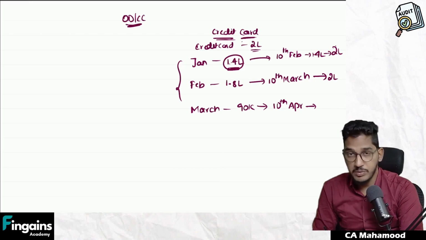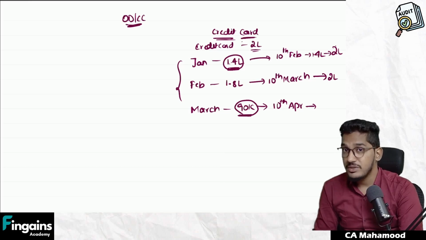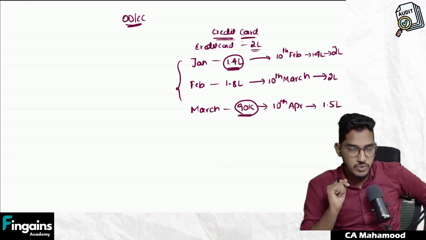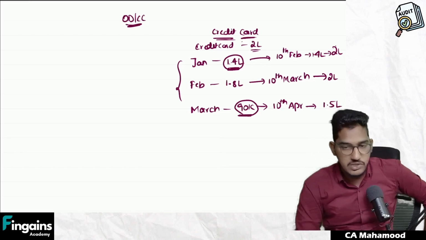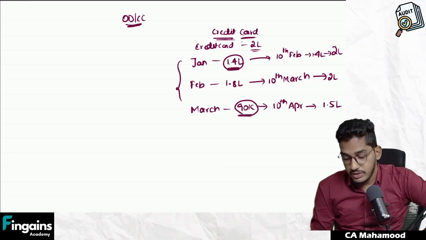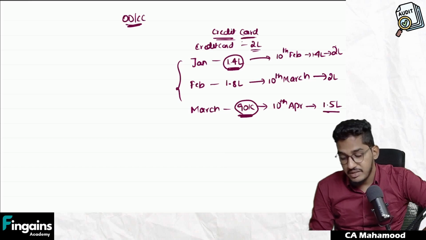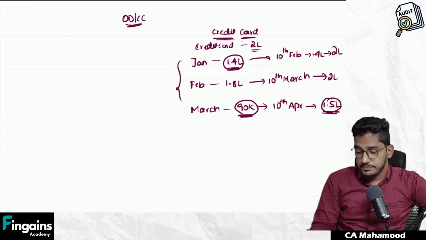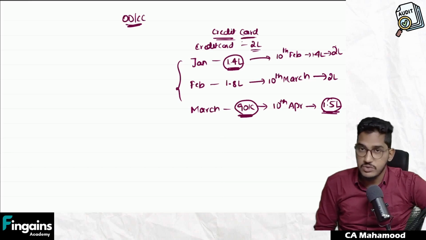The moment the banker came to know that your income has fallen, once you make this payment of 90,000 rupees on the 10th of April, they will reset the limit. No, now they will not reset the limit to 2 lakh rupees. They will reset the limit to 1.5 lakhs only. The banker came to know that you have lost your source of income. So once you make the payment, next time when they are resetting the limit, they will not reset it to 2 lakh rupees, they will reset it to only 1.5 lakh rupees. That means going forward, you can only use 1.5 lakhs.